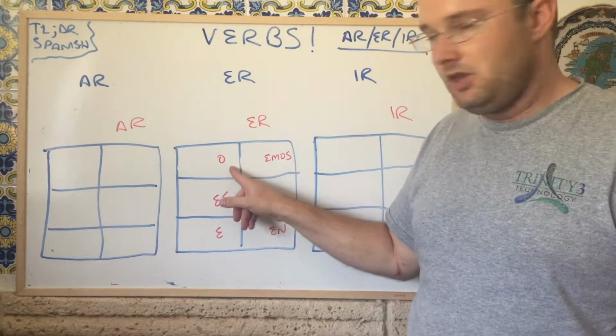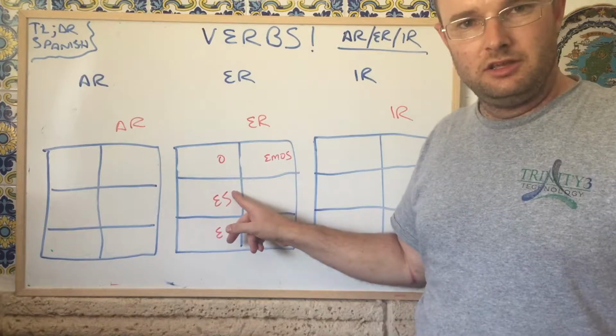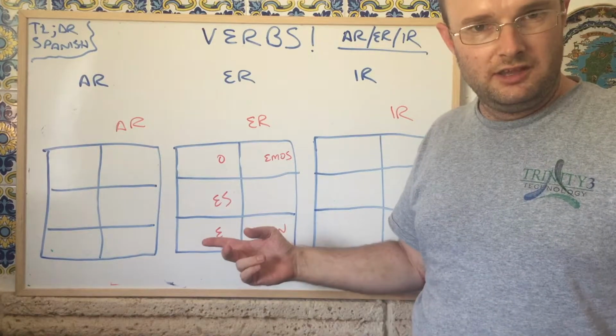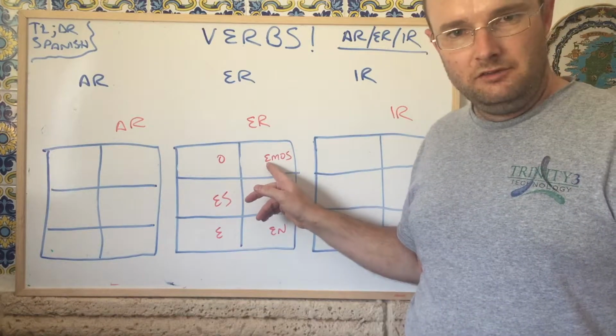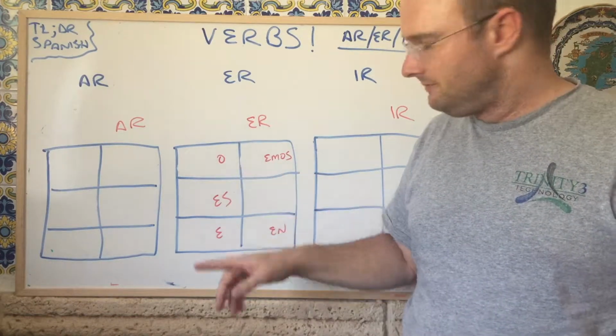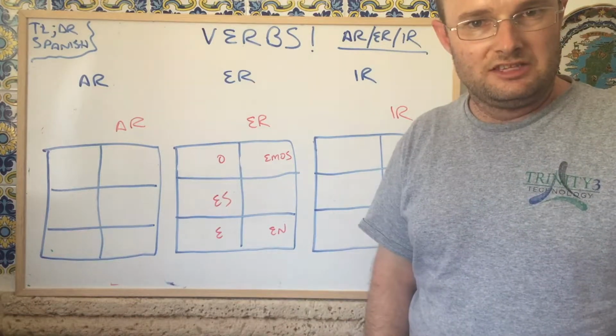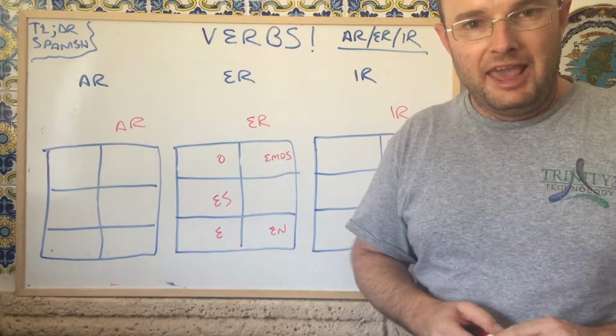So this is the I or the yo. This is the you or the tú. This is the he, she, it, or the él, ella, usted. This is the we, or the nosotros, nosotras. This is the they, the ellos, ellas, ustedes. Let's plug in what we know about the verb leer.